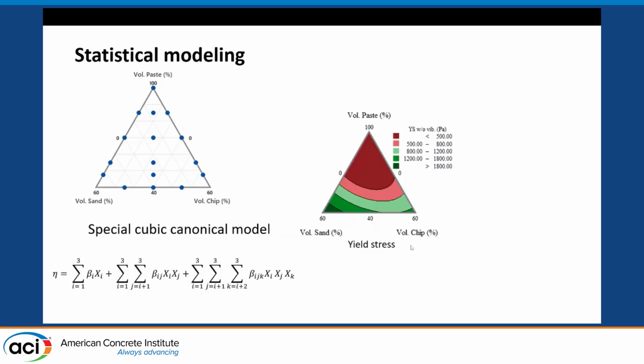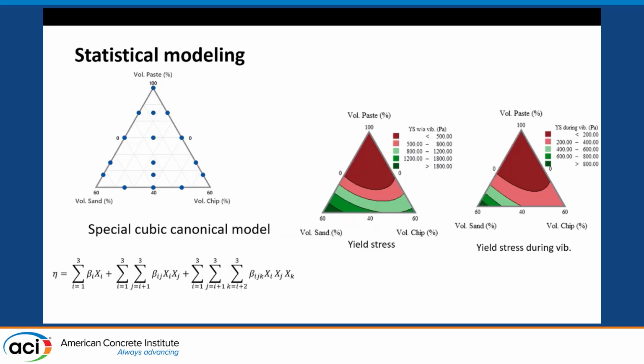You'll see the more sand you have, higher your yield stress will be. Now, yield stress during vibration, however, similar trends, but you'll see the more limestone chip you have, lower is your yield stress, right? And that is what you would want if you are 3D printing by vibrating your nozzle.